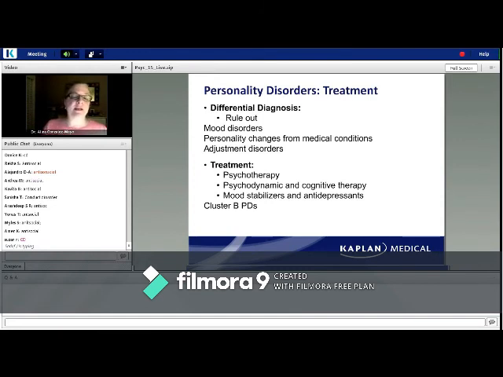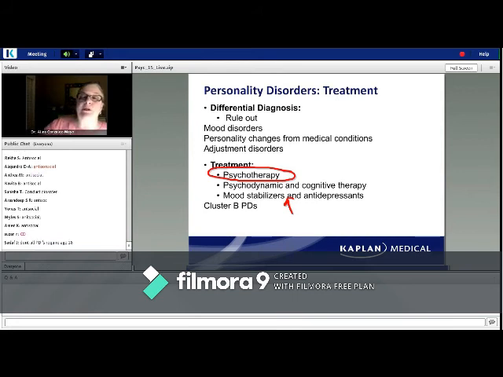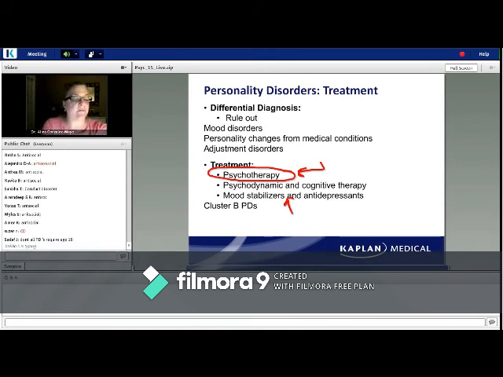The treatment for the exam is always psychotherapy. Can meds be used? Meds are always used, but please remember, when I give a patient who's got borderline personality a mood stabilizer, I'm not treating the borderline. I'm treating the mood symptoms that go along with the borderline. So for the personality disorder itself, the only treatment on your exam is going to be psychotherapy. The change has to come from within. Does that make sense to everybody?